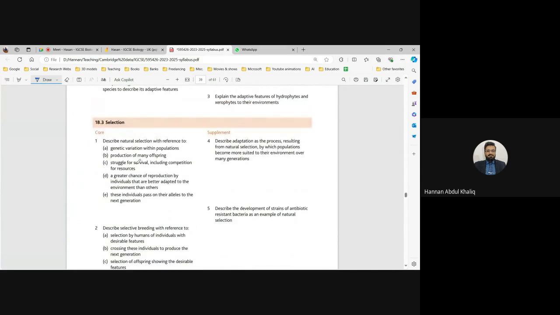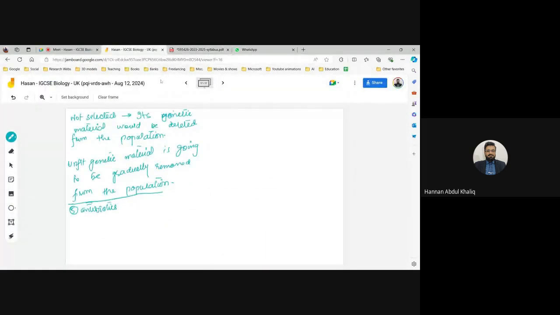Now, genetic variation within a population. Some organisms of a population are able to live better than other organisms because of the difference in genetic material, in the face of the selection pressure.